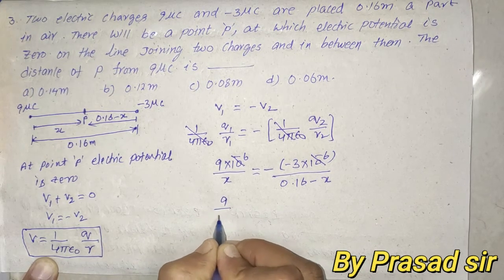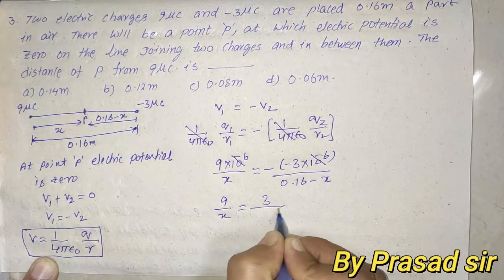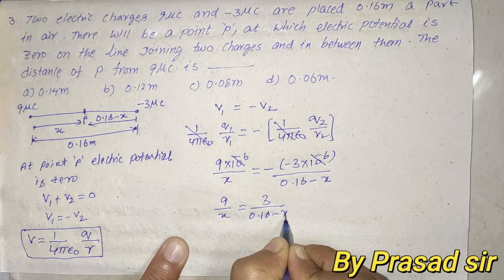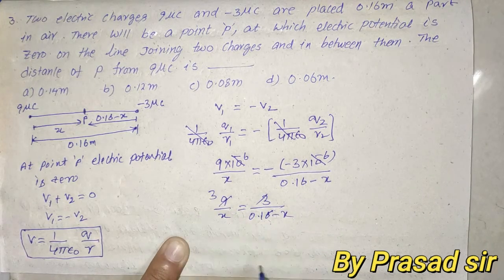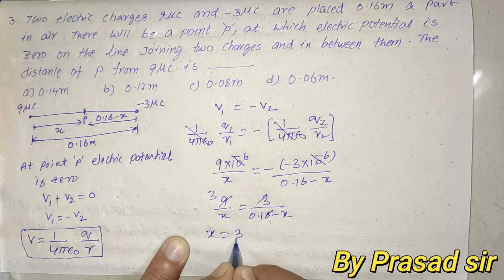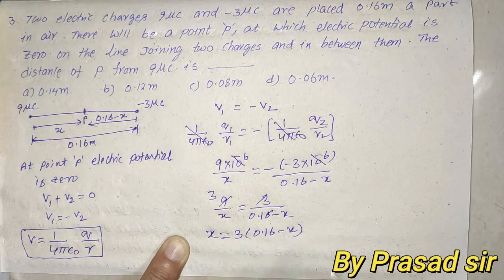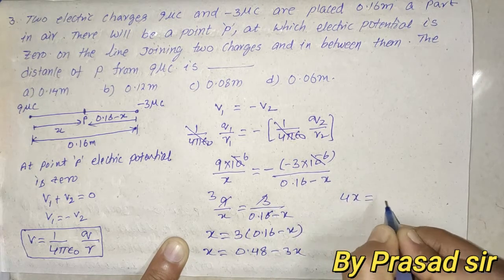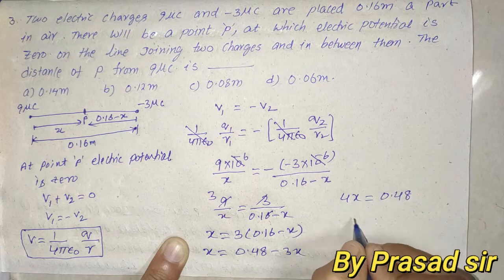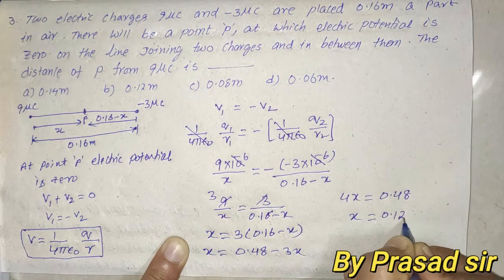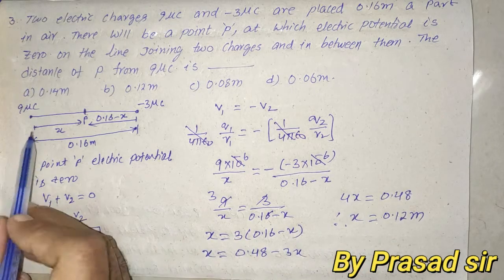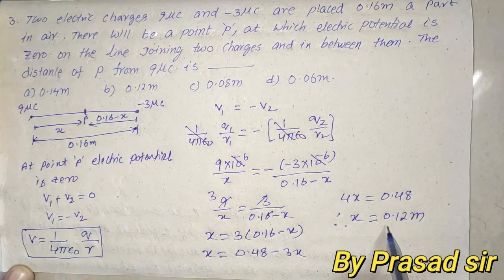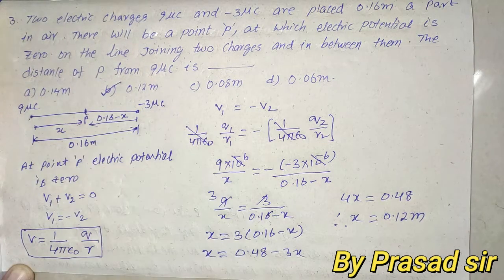So 9 divided by X is equal to 3 divided by 0.16 minus X. So X is equal to 3 times (0.16 minus X). So X is equal to 0.48 minus 3X. Minus 3X comes to this side, that is 4X is equal to 0.48. So X is equal to 0.12 meters. So from 9 microcoulombs to the point P is 0.12 meters. The option here is B.